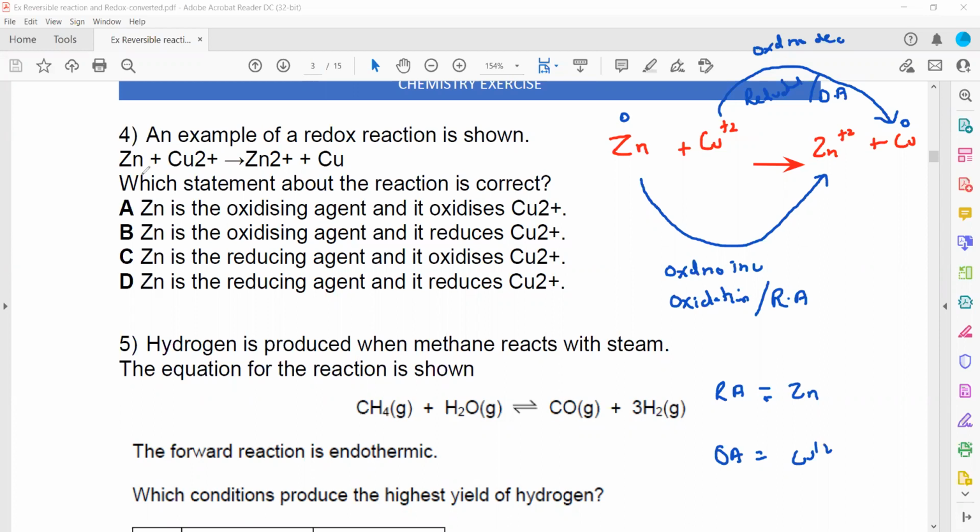So when we check the options, the first one says zinc is an oxidizing agent. That's wrong. A and B cannot be an answer because zinc is not an oxidizing agent. Zinc is a reducing agent. So either C will be the answer or D will be the answer.